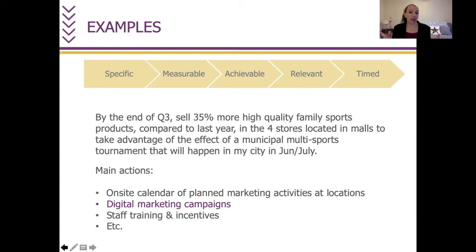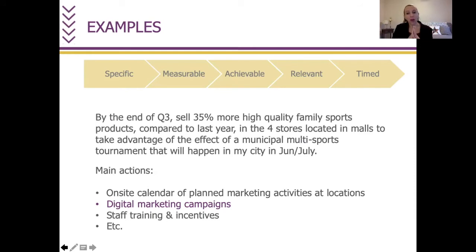Keeping on, is it relevant? Yeah, it's very relevant. The example is based on a company selling sporting goods. There is a sporting event, tournament happening, and they're going to be increasing their sales via doing some marketing promotions around this. And it's all in the objective. So yes, it's very relevant. And is it timed? Yes, by the end of Q3, we'll know. Okay, and under your objectives, usually you've got your main actions that kind of come down. Okay, so this is an example of really good objective using the SMART methodology.